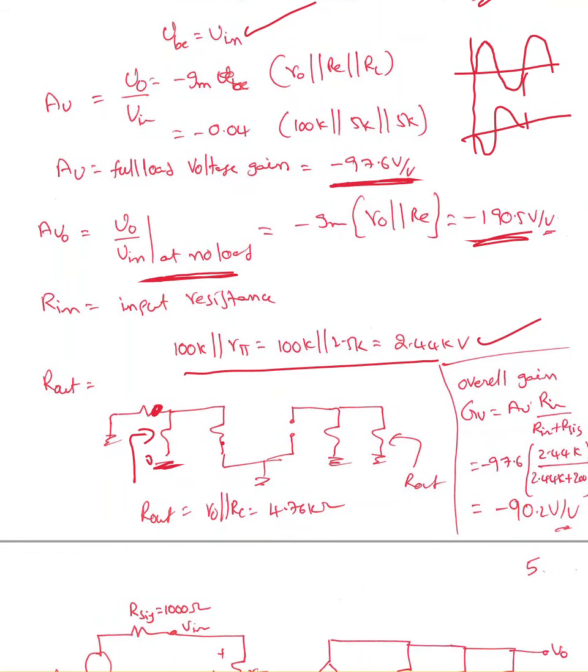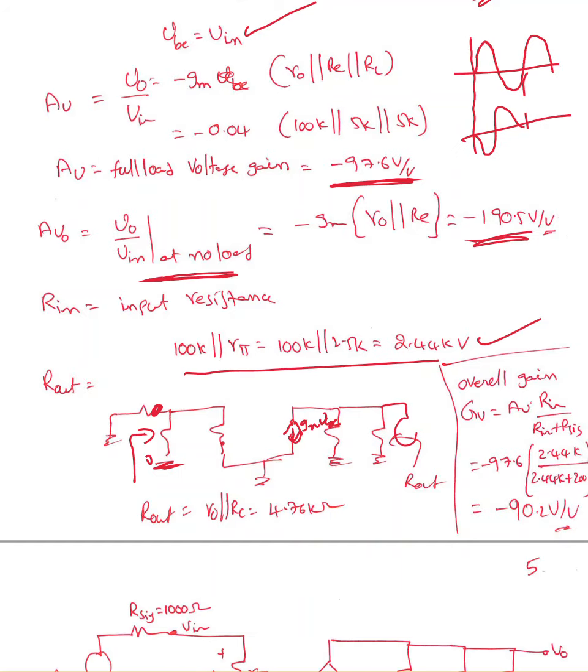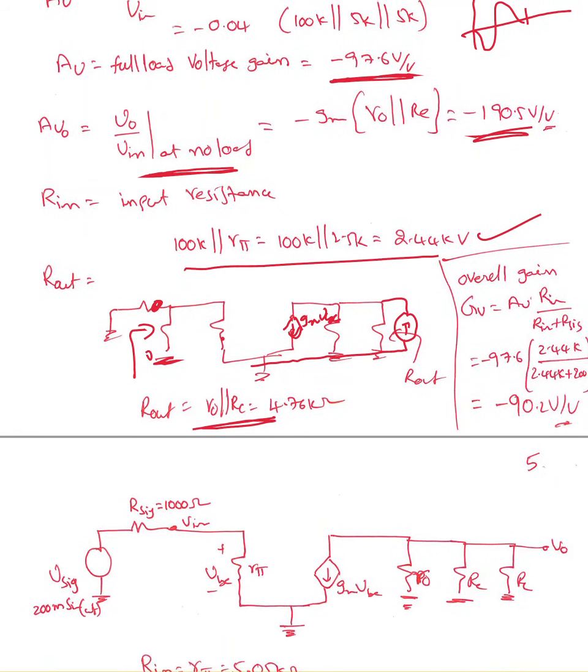Output resistance, same, we need to look from the output terminals. When we look from the output terminals, here is a dependent source, right? I don't know why I opened it. So gm times VBE. Since I have a dependent source, I have to connect either 1 ampere or 1 volt to find the output resistance. When you find that, it's going to be r naught parallel with RC. So the total output resistance is 4.76 kilo ohms.